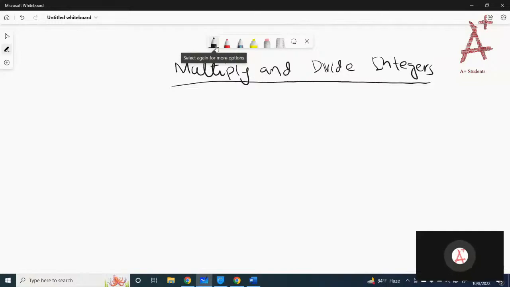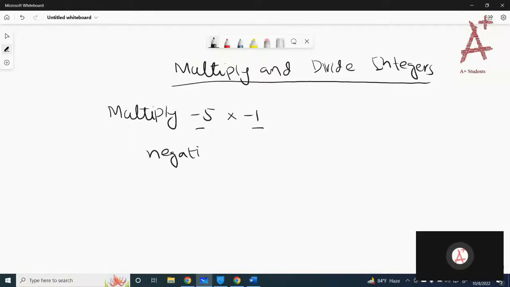Okay, the first one is multiply. You have to multiply negative 5 times negative 1. So you're going to multiply two negative numbers. So we have learned integer multiplication and division rules for integers. So you can apply those rules here. You're multiplying two numbers with same sign. When you multiply two numbers with same sign, your answer must be positive. Here you're multiplying a negative number times the negative one. The answer must be positive. Got it? That's the rules we learned in the last class.